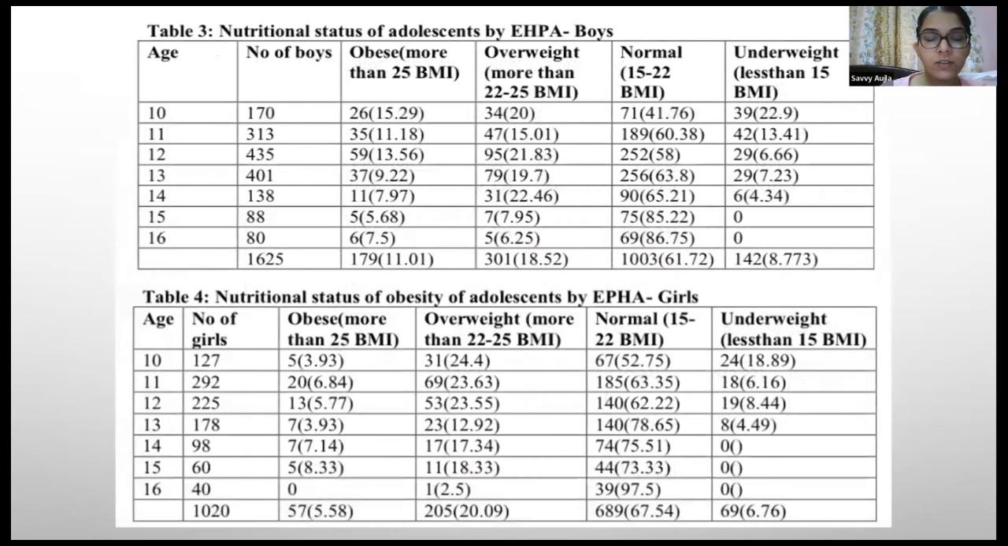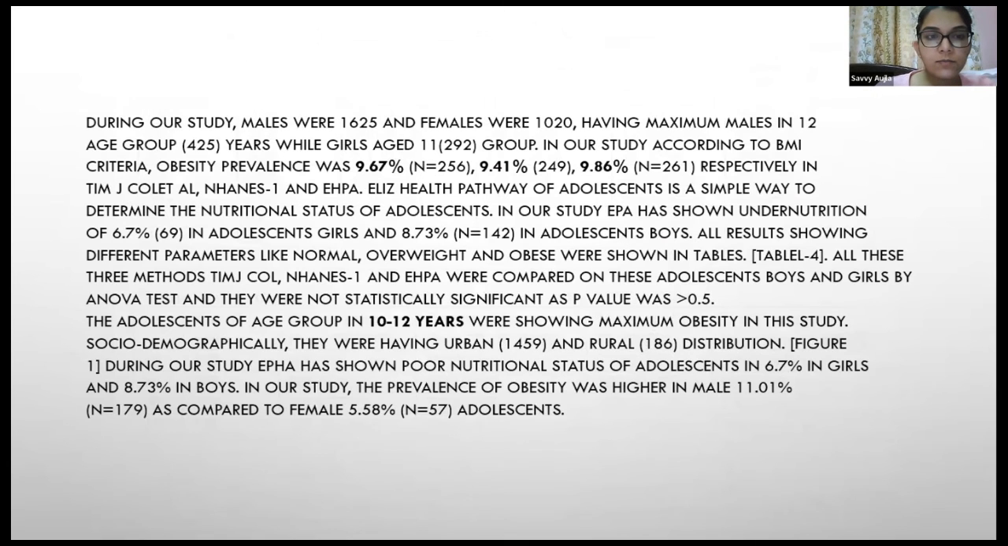Now this is using the EPHA scale, and in this scale you can see the nutritional status of the boys and girls, and this shows that around 11% girls were obese and around 8% adolescent boys were underweight. Similarly, 5.58% were obese and 6.76% were underweight.